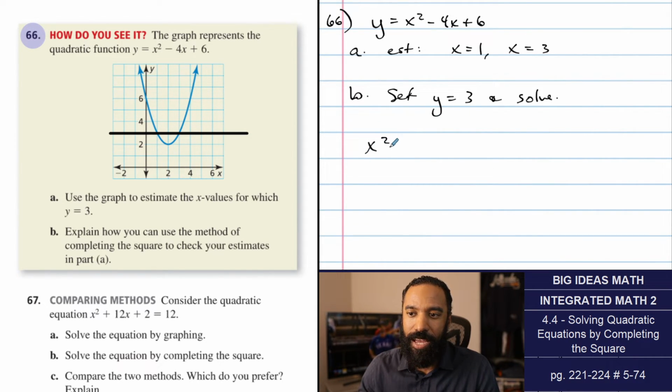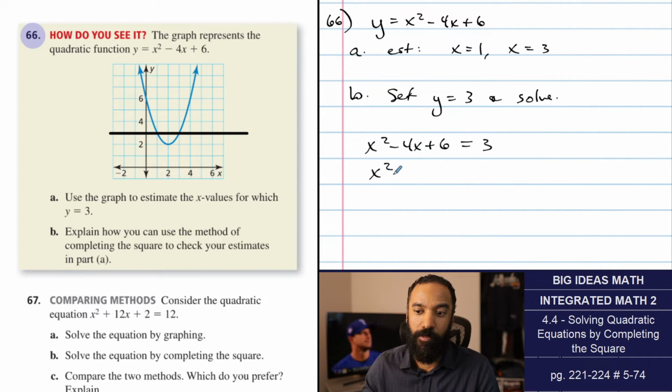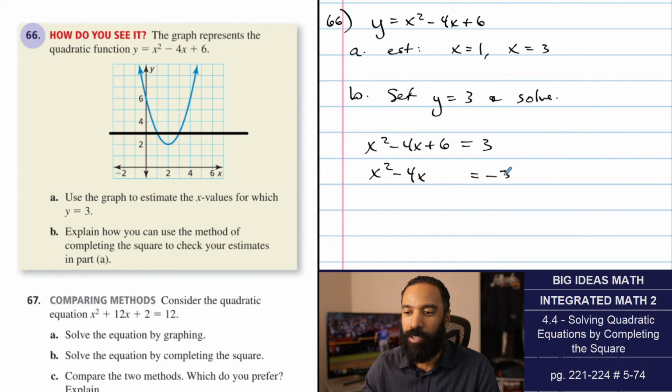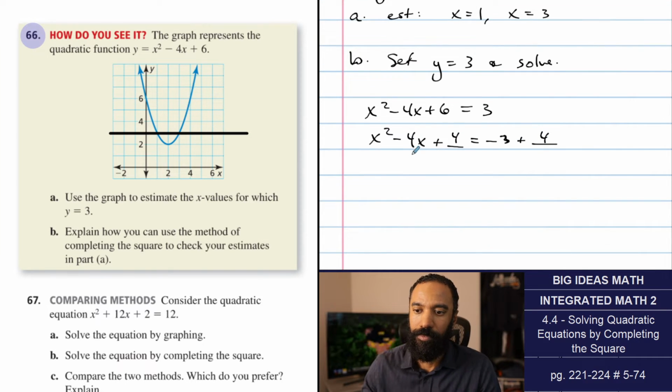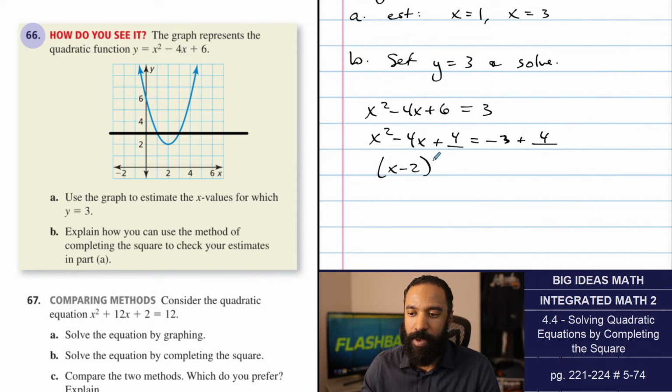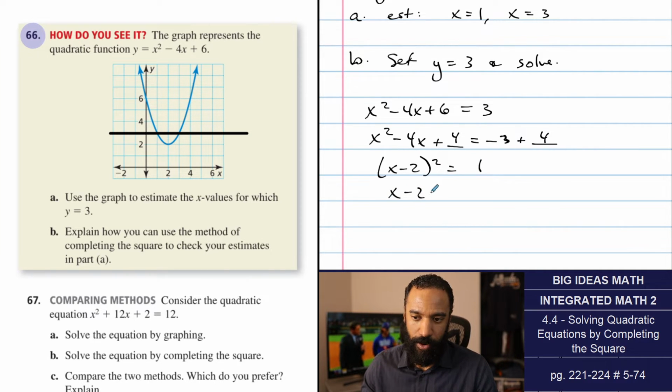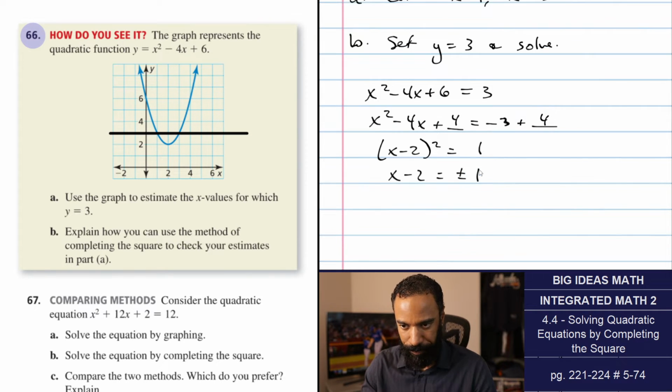So we're going to get x squared minus 4x plus 6 equals 3. I'm solving by completing the square. It's the same method we've been doing. Subtract 6 over here and complete the square. This value will be 4. This factors to x minus 2 quantity squared. Negative 3 plus 4 is 1. Take the square root of both sides. You get x minus 2 is plus or minus 1, being the square root of 1.